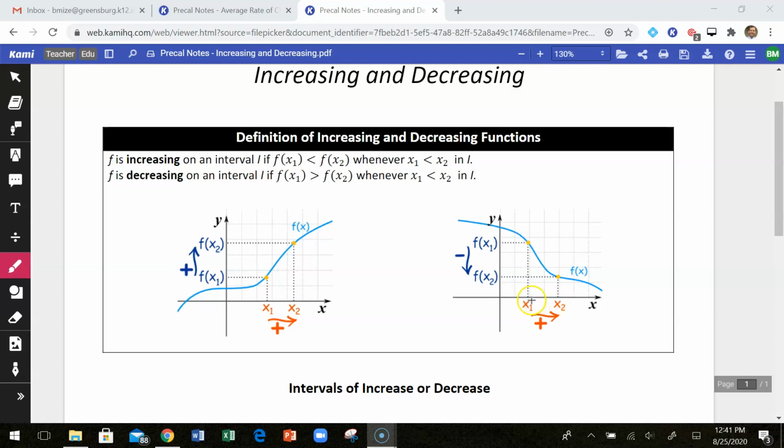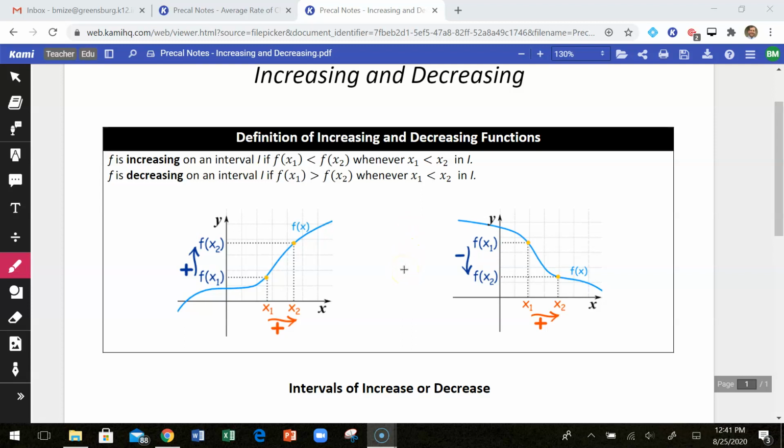Same premise for decreasing. If x2 is greater than x1, so we're to the right of where we were before, but this time f of x2 is less than f of x1, that means the graph must be decreasing between x1 and x2 for that to happen. So basically you're looking at when the graph is going up and when the graph is going down.